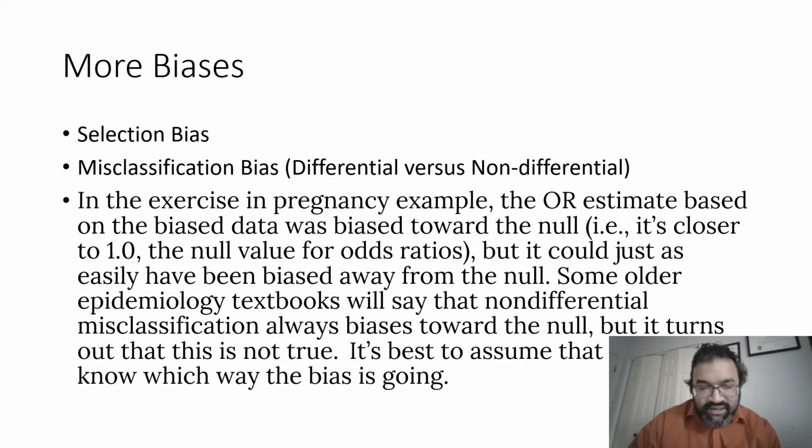Some older epidemiology textbooks will say that non-differential misclassification always biases towards the null, but it turns out that this is not true. It's best to assume you don't know which way the bias is going.